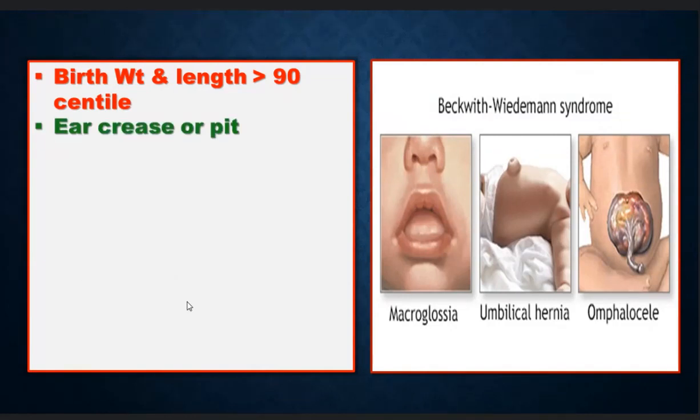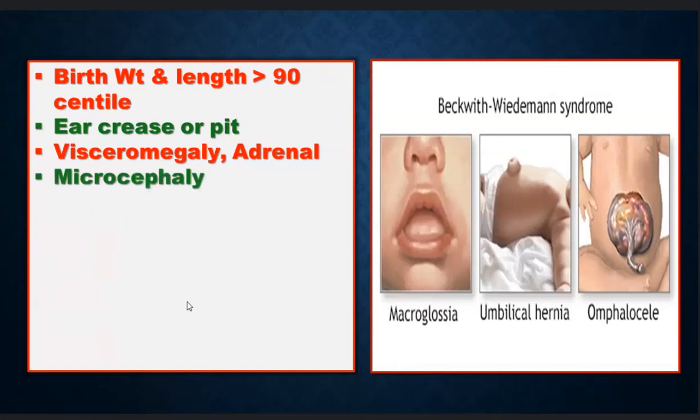Yesterday we saw the pit. We said that an isolated pit is a minor congenital anomaly, but if it is associated with other abnormalities, it may be part of a disease like Beckwith-Wiedemann syndrome. So ear crease or pit, visceromegaly, especially of the adrenal gland. Not just is the whole size of the baby large, but there is also visceromegaly: liver, spleen, pancreas, and especially the adrenal glands.